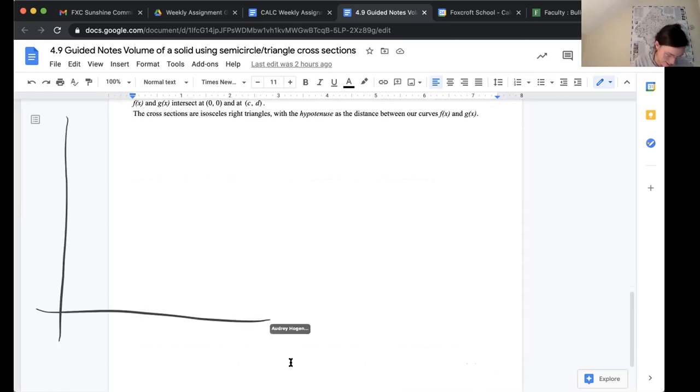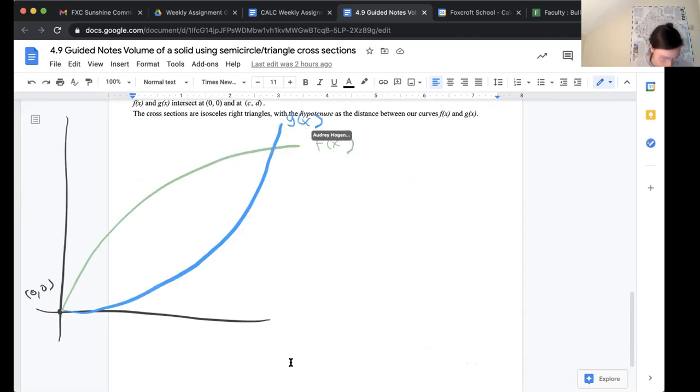So here's our axes, right? And we are going to have this be our origin, 0, 0. And our functions are going to be f of x in green and g of x in blue. Okay. And then we are going to label this other point up here where the two functions intersect, c, d. So we are told that right at this top here, f of x and g of x intersect at 0, 0 and c, d. The cross sections are isosceles right triangles with a hypotenuse as the distance between the 2 points. So I'm going to do my best to draw this again.